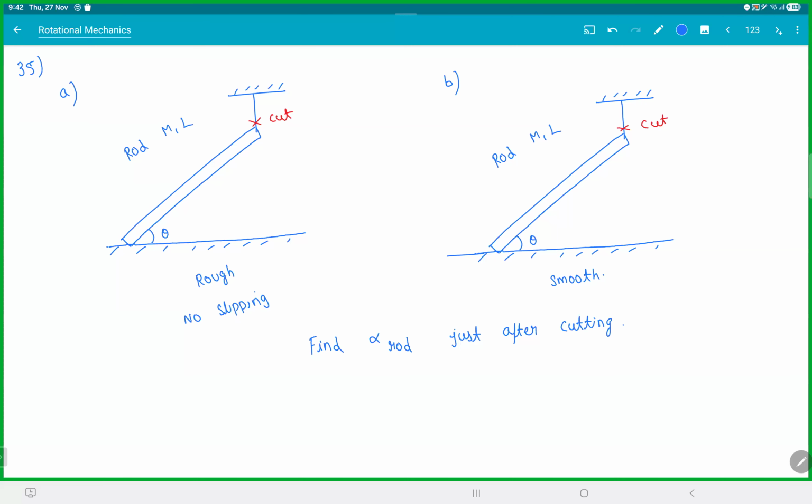First case, so the rod is there at an angle theta. It is supported by a string. When you cut the string, the rod starts falling. Find alpha of the rod just after cutting. In the first case, it's not slipping. Second case, it is smooth, so it will slip. Anyone not clear on the picture, please ask. And others do keep your cams on. First one is right, Samir.